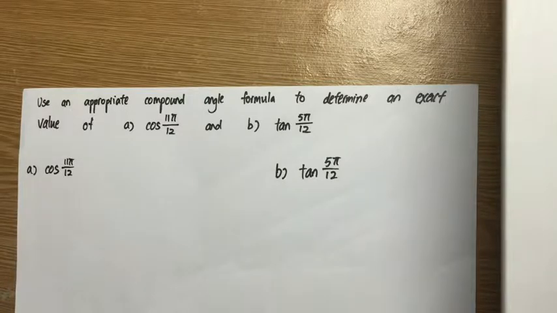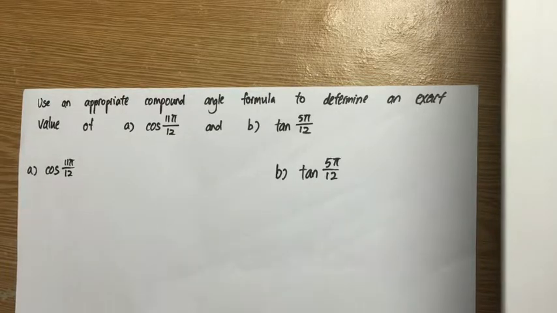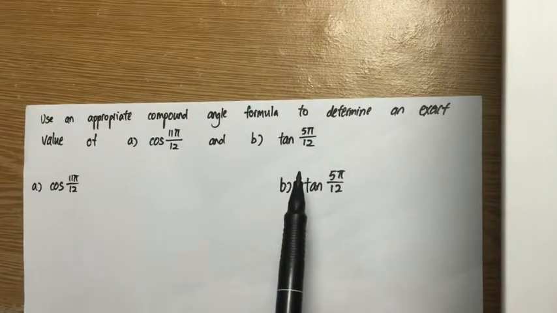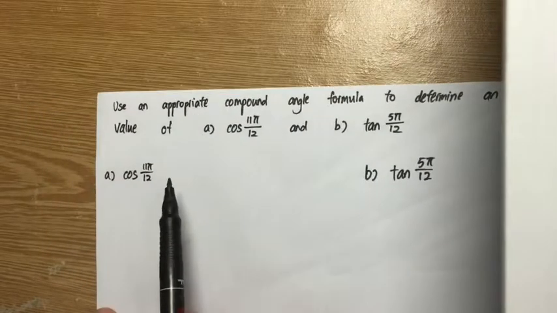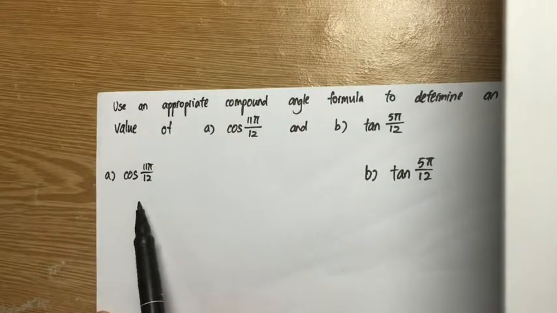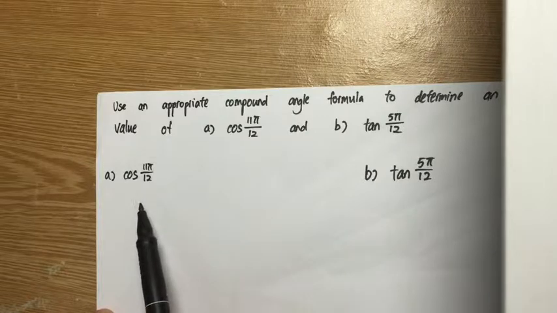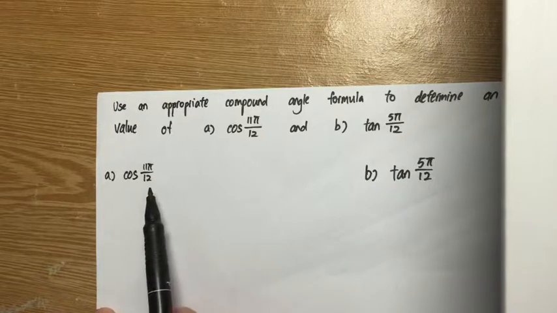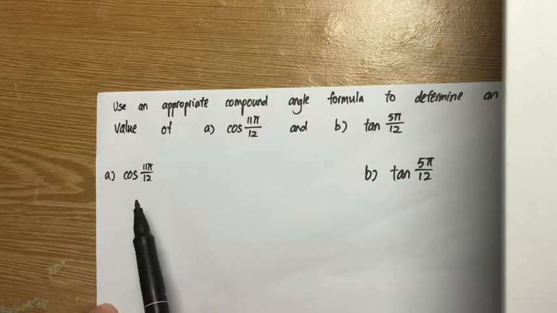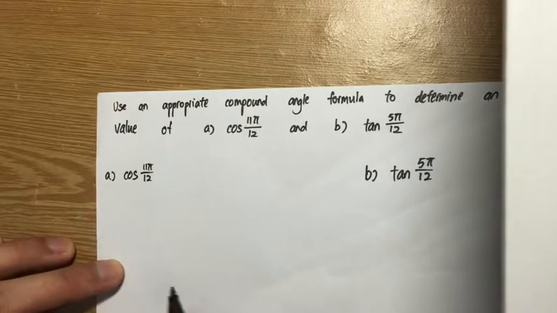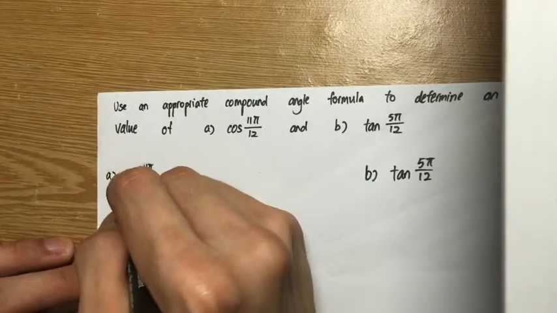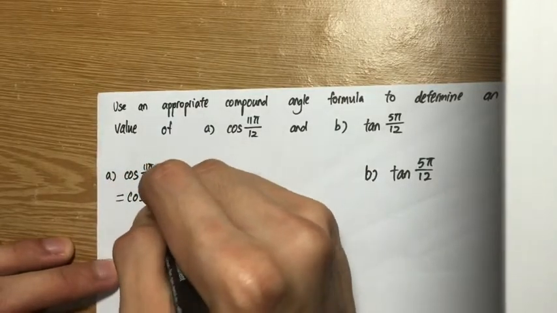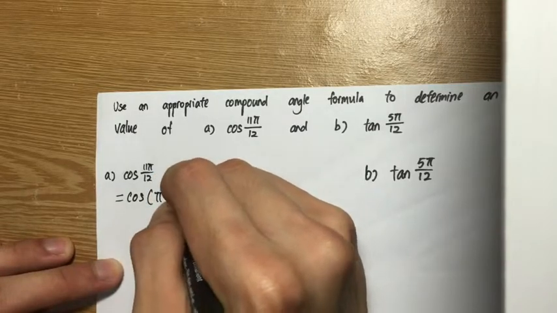Right now, we will see how we can use an appropriate compound angle formula to determine an exact value of cosine 11 pi over 12 and tangent 5 pi over 12. For the first question, we are trying to come up with a compound angle formula to determine the exact value of cosine 11 pi over 12. By looking at 11 pi over 12, we can note that it can be broken up into cosine(pi minus pi over 12).